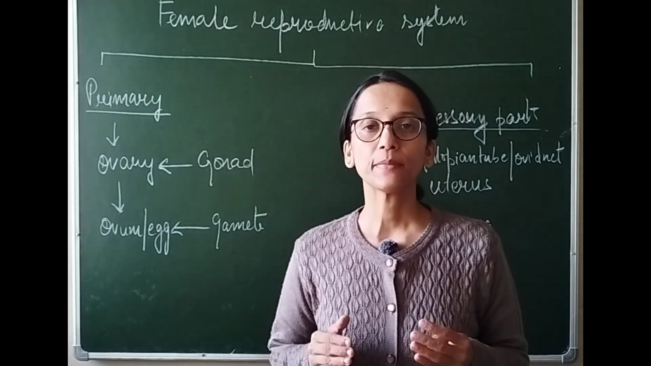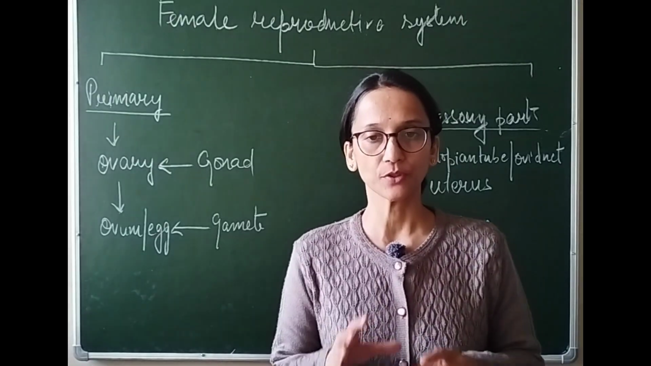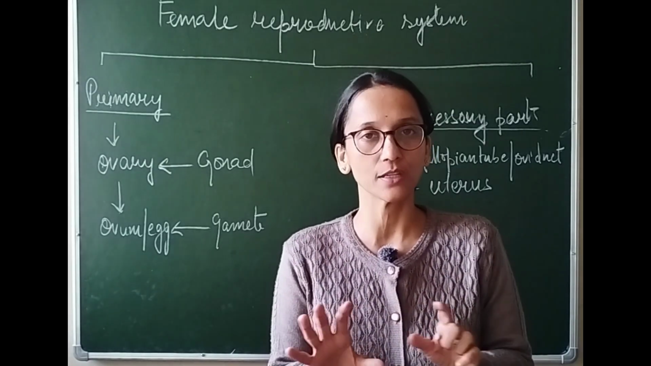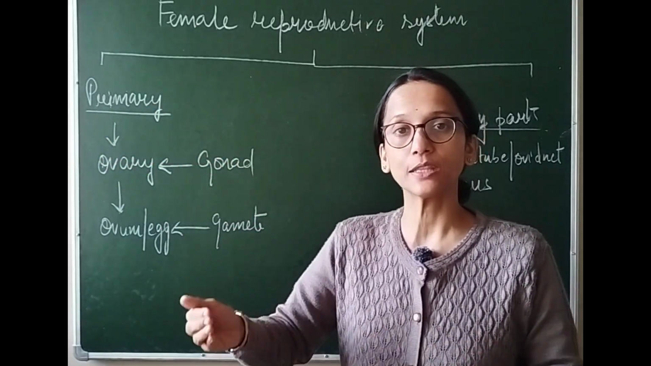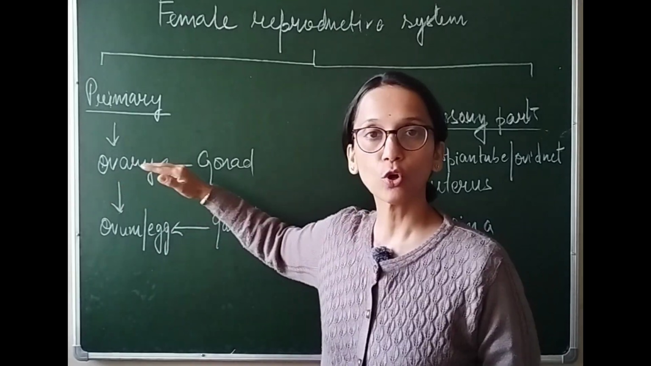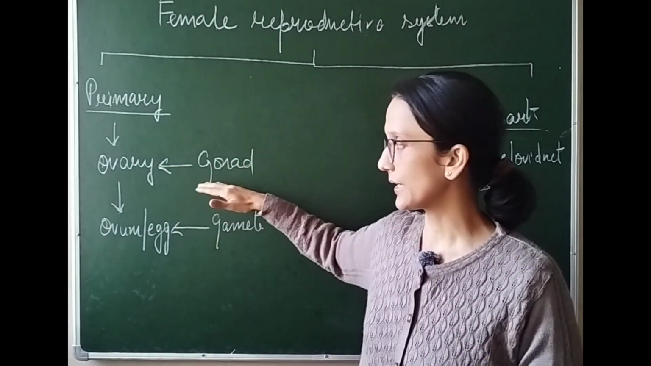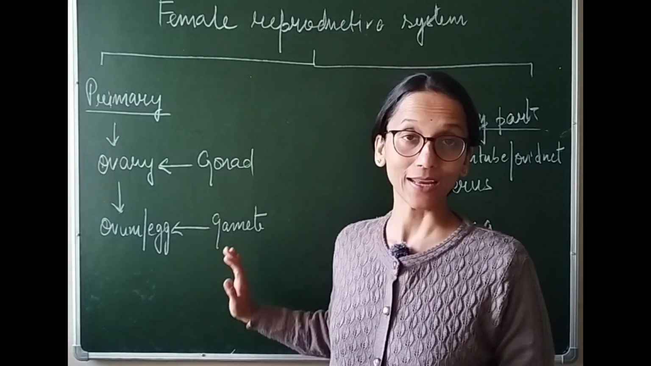Well, in this video I am mainly going to explain the female reproductive system. Just like the male reproductive system, the female reproductive system is divided into two parts. One is the primary organ. Why primary? Because this is involved in the production of the gamete. So the primary organ in the female reproductive system is called the ovary, also known as the gonad, right? And this ovary produces the gamete called ovum or egg.